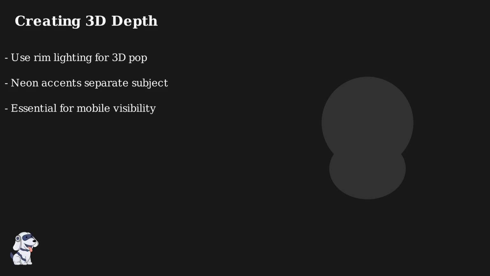To make your subject pop from the background, we use rim lighting. By tracing the edges of your portrait with neon colors, you create a 3D depth effect. This technique separates the subject from the dark background, which is critical for clarity on small mobile screens. Electric blue, neon red, and vibrant purple are used to provide high contrast, ensuring the creator stands out against the charcoal backdrop.